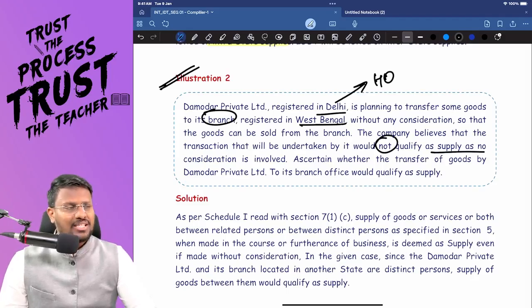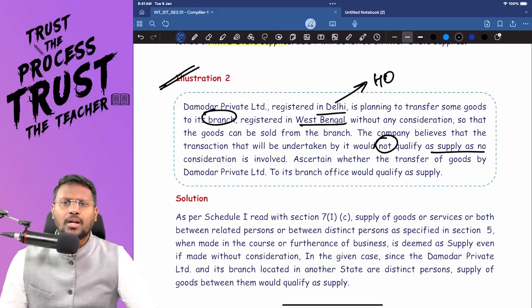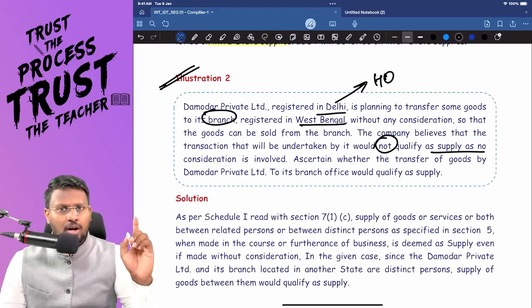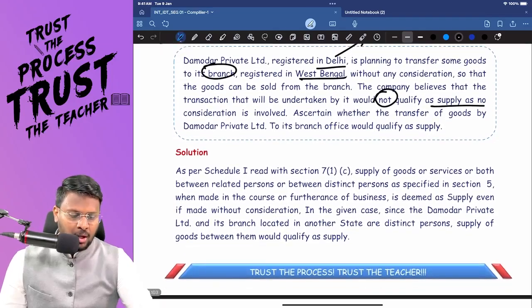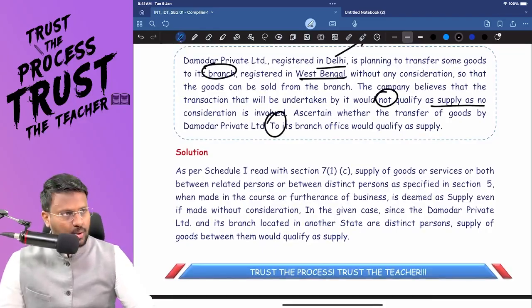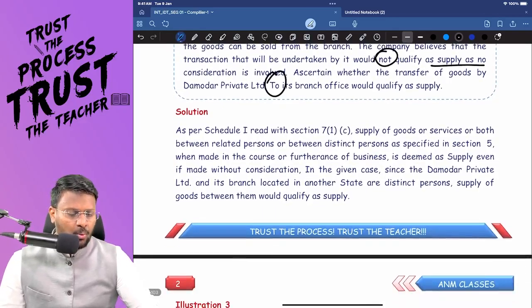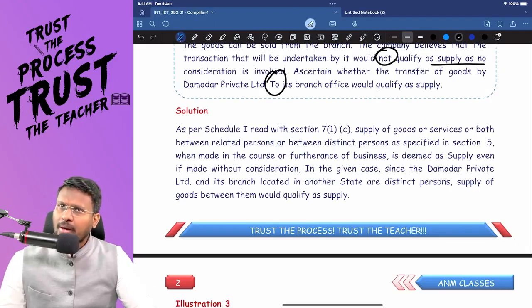Even though no consideration has been involved, we are having an exception to 7 subsection 1 clause A, which is covered in 7 subsection 1 clause C, read with schedule 1. Ascertain whether the transfer of goods by Damodar Private Limited to its branch office would qualify as supply or not is the question. Sir, as per schedule 1, we all know that there are 3 schedules: schedule 1, schedule 2 and schedule 3.